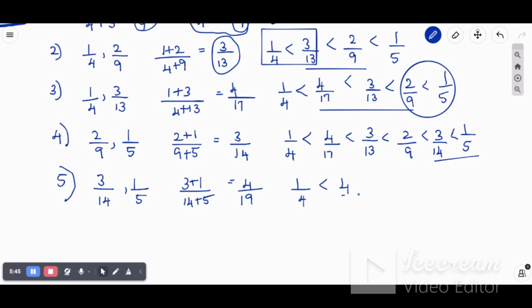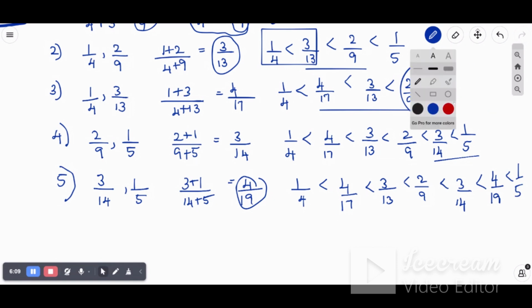So if you write your answer again, we can say 4 by 17 less than 3 by 13 less than 2 by 19 less than, sorry, less than 3 by 14. Now this answer, whichever you found at last, 4 by 19, is going to lie between the last two. So now we end up with 5 such rational numbers, which will be your answer.